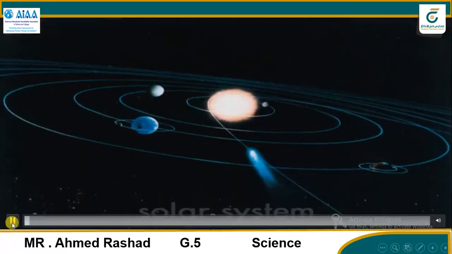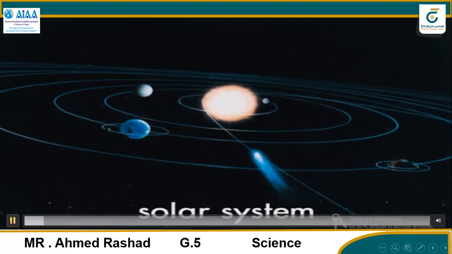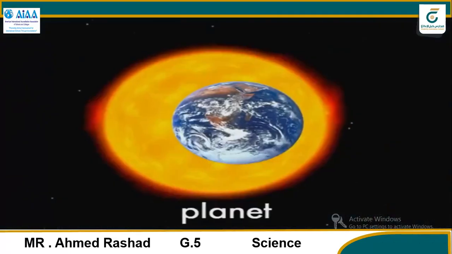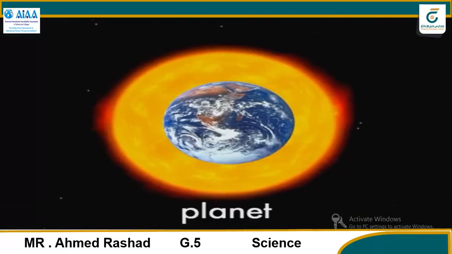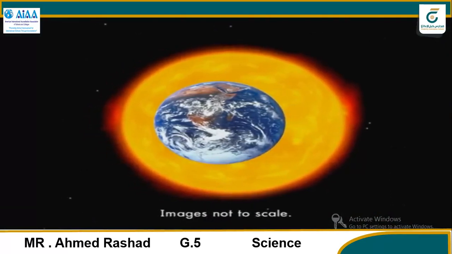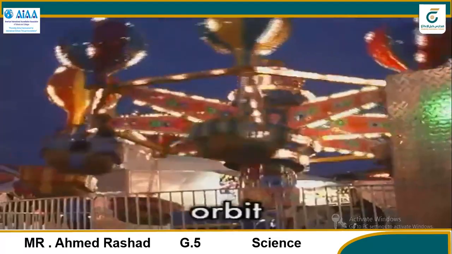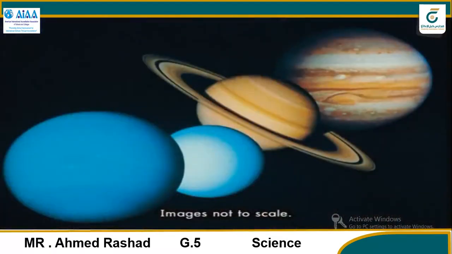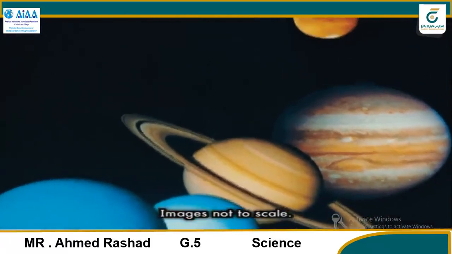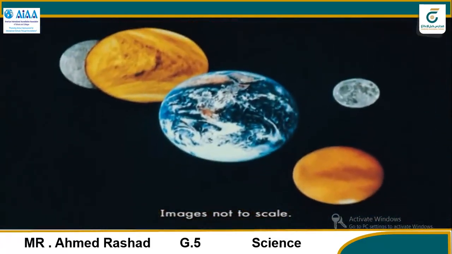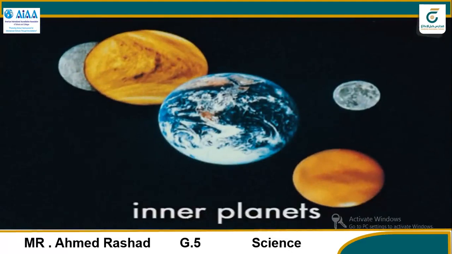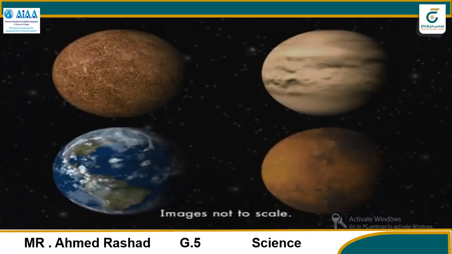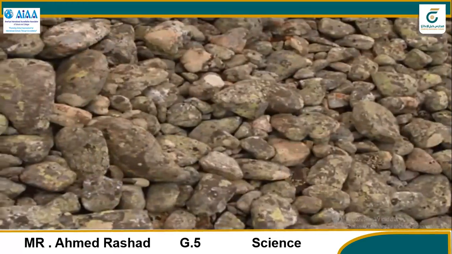The solar system is made of the sun and its planets, along with moons, asteroids, and comets. A planet is a large round object that revolves around a star and has cleared the region around its orbit. An orbit is the path an object takes as it revolves around a star, planet, or moon. There are 8 known planets that orbit the sun. The 4 closest planets are called the inner planets. These planets are Mercury, Venus, Earth, and Mars. The inner planets have rocky surfaces.